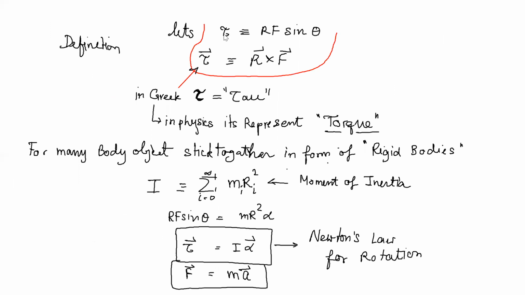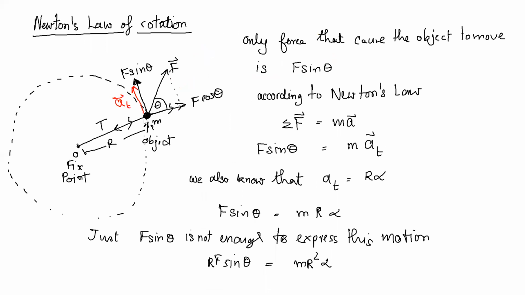The symbol for torque is the Greek letter tau, and it's defined as R times F sine theta, or the vector of torque is R cross F. It is a force that causes the object to rotate or twist. So for one simple point, the torque R cross F is mR squared alpha. This is one dot on the light rod.